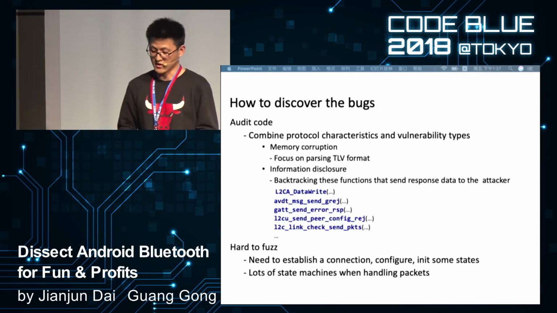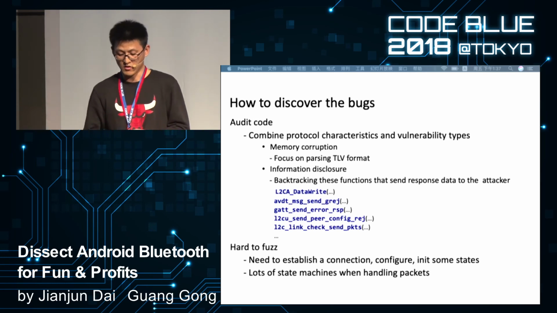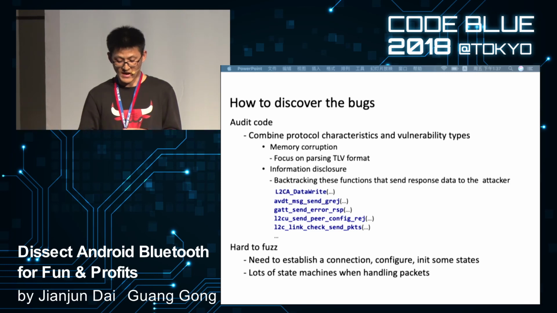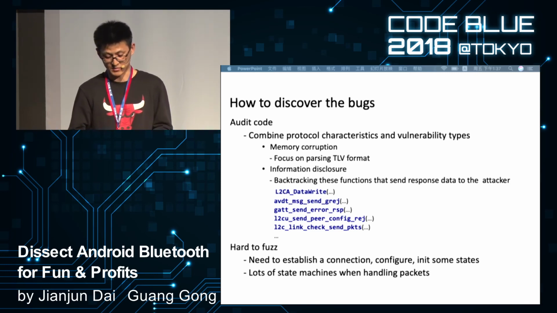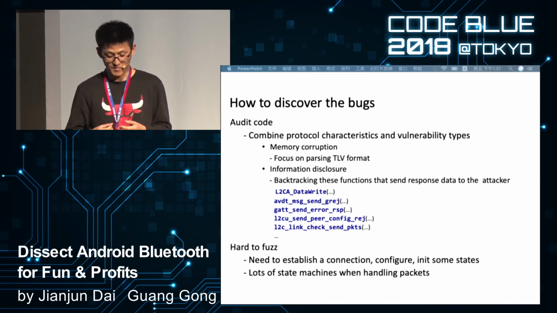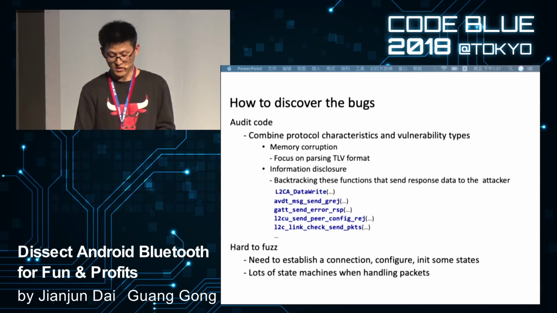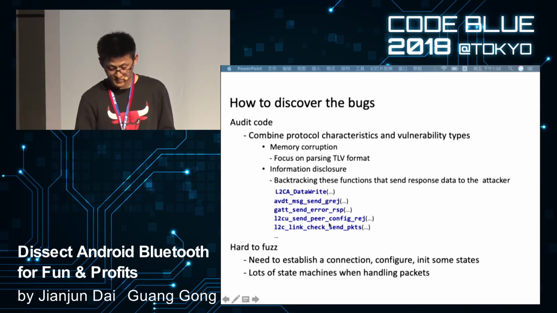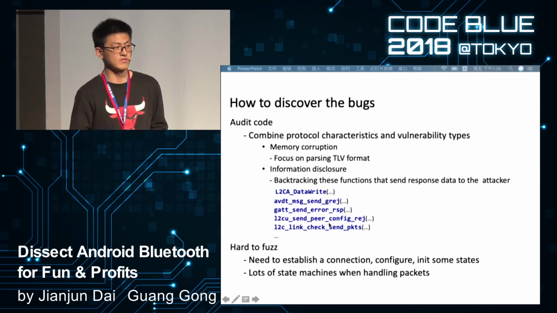Earlier, I introduced some of the bugs I found. So how did I find these bugs? All bugs were discovered through code auditing. When auditing code, combine protocol characteristics and vulnerability types. For memory corruption bugs, I focus on TLV format parsing code. Those are more prone to problems. For information disclosure bugs, just focus on the functions which send data back to the attacker, and backtrace.